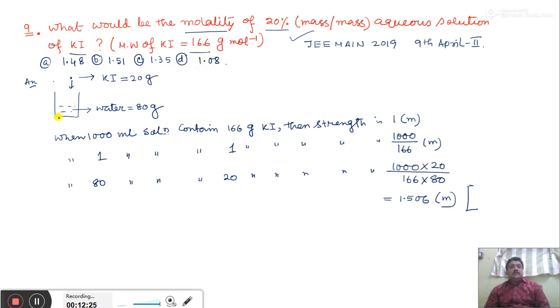Now the answer is, according to the question, water present is 80 gram and KI present is 20 gram. We know from the rule, when 1000 ml solution contains 166 gram KI, then the strength becomes 1 molar. By calculation, when 80 ml solution contains 20 gram of KI, then the solution strength becomes 1.506 M, which is near about option B, the correct one, which is 1.51. So the correct option is option B.